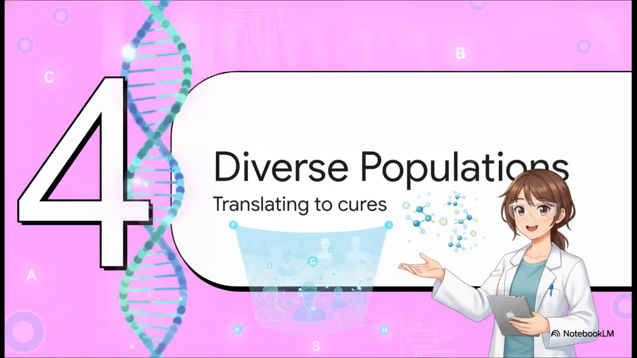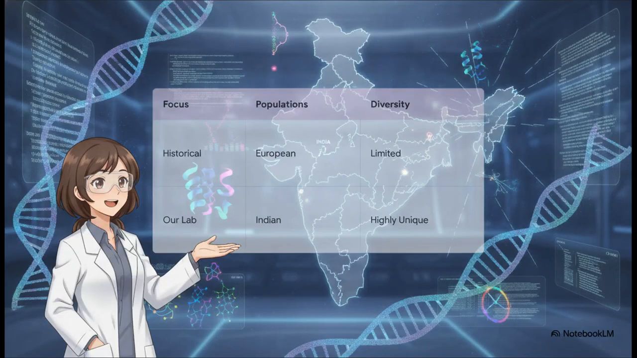Which leads us nicely to Section 4, Cures for Diverse Populations, translating data into localized treatments. Think about this comparison for a second. Historically, most of these massive genomic studies were conducted predominantly in European populations, which unfortunately means we have really limited global representation in the data. The switch might act slightly differently depending on your exact genetic background.